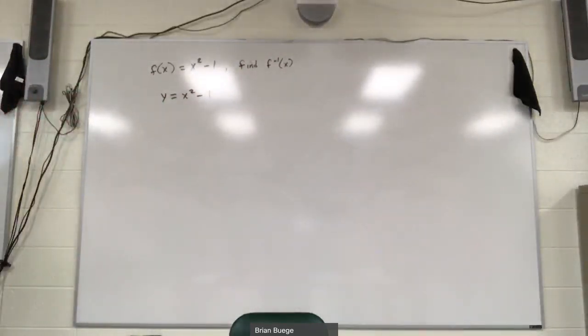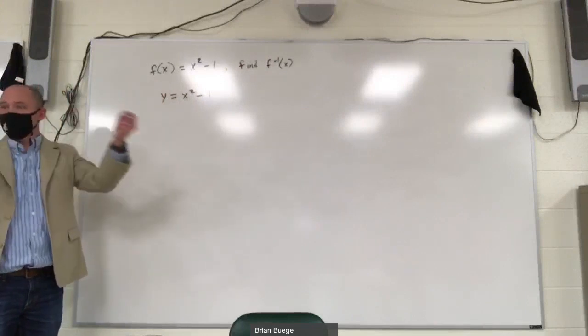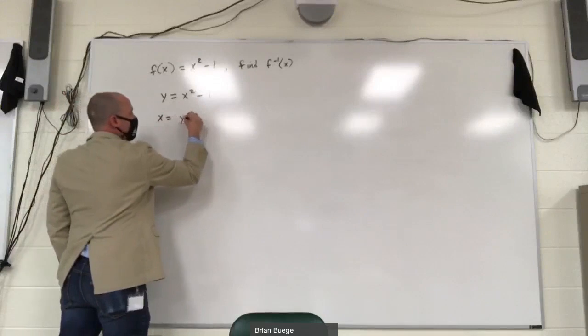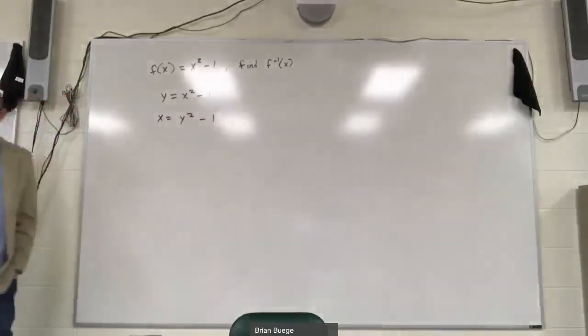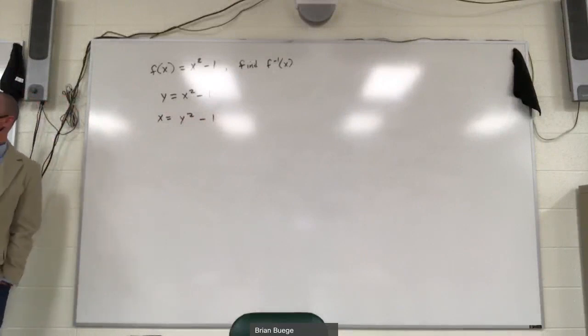And now I'm going to follow those 2 steps that I gave you right away. Step number 1 is to flip the x and the y. Let's invert them, if you think about it that way. So this becomes x equals y squared minus 1. And now we re-solve that equation for y. I've got to get y back by itself again.